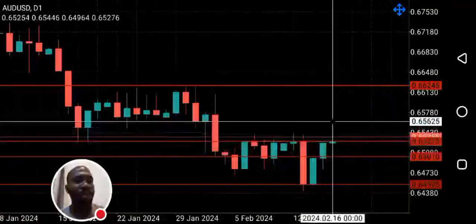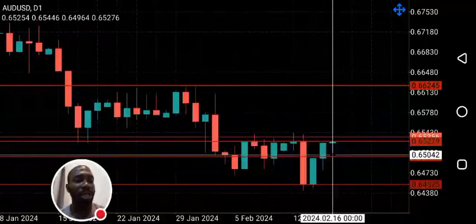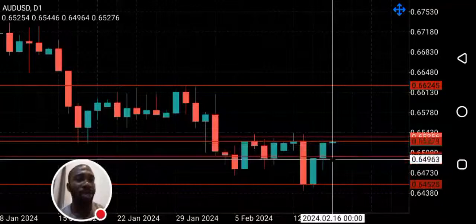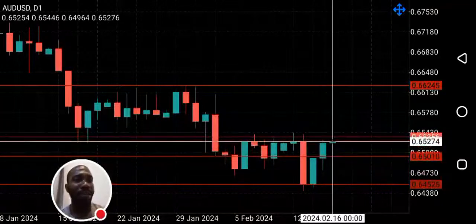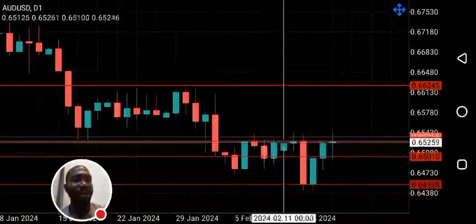And this could play out. We could see price drop, because this is a spinning top that formed at a previous resistance level.